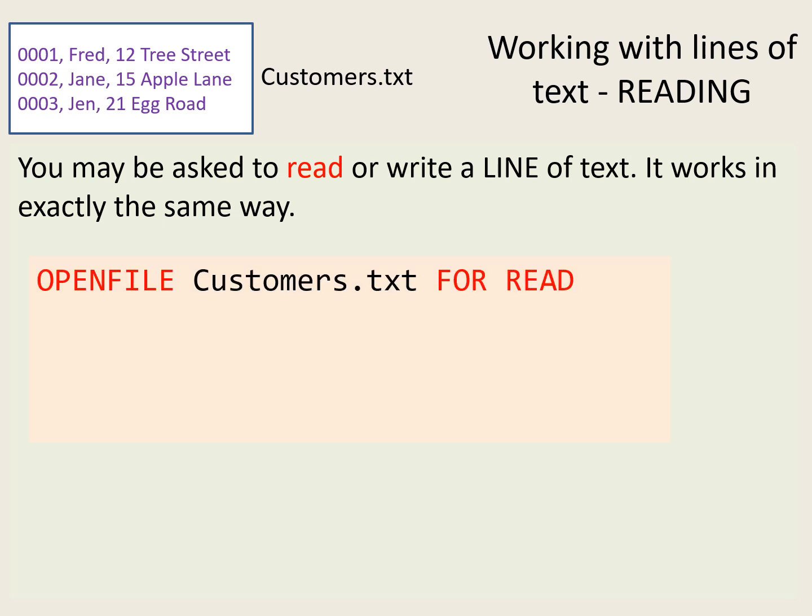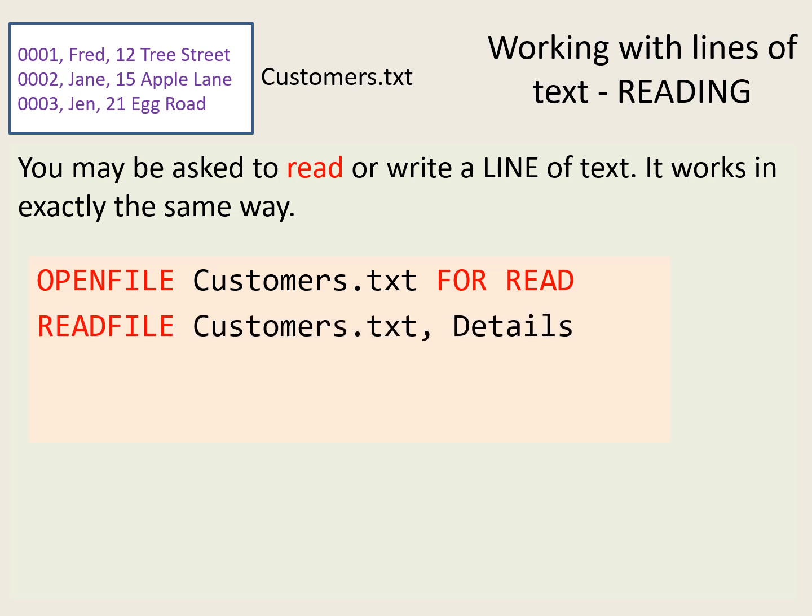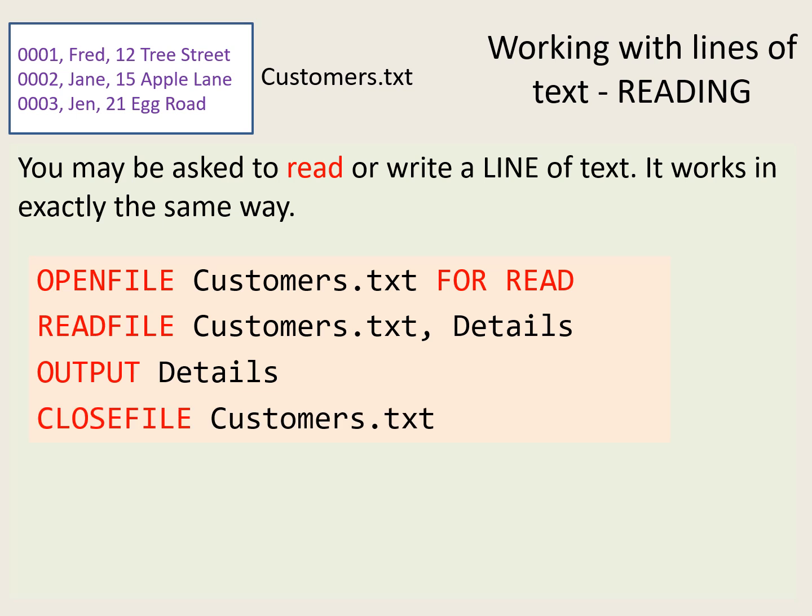So we can open file customers.txt for read. To read a line of text, it's exactly the same. If I wanted to read this first line here, 0001 Fred 12 Tree Street, we do exactly what we've done all along. So read file customers.txt is the text file, and I'm making a variable called details, which is going to be assigned that whole line of text as a single string. I can output that, and then I need to make sure, obviously, we close the file.